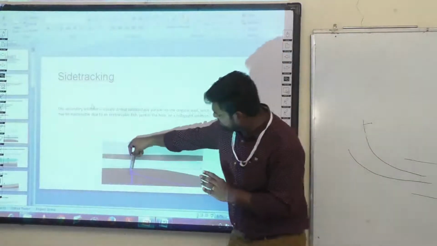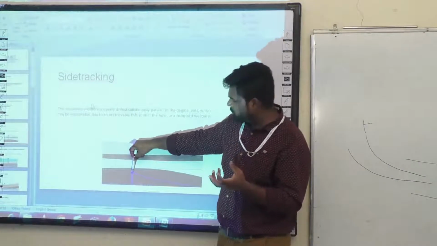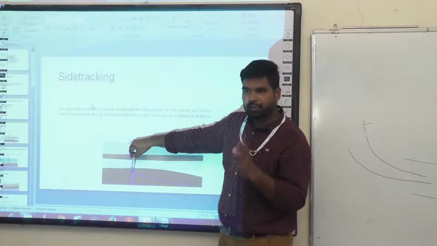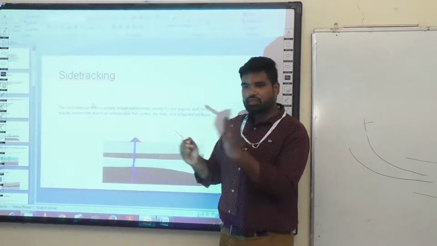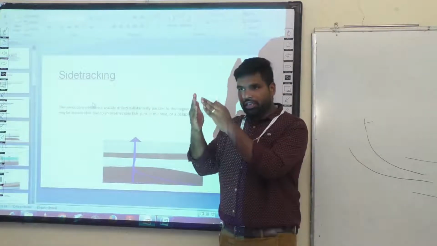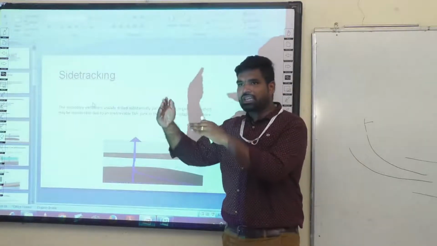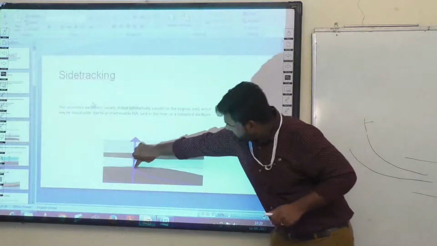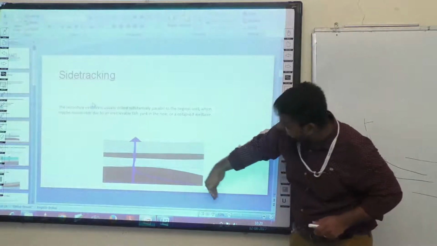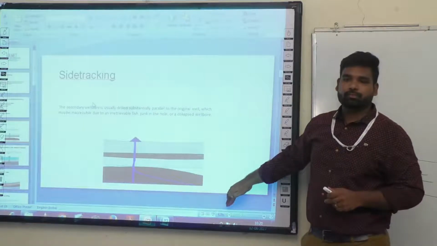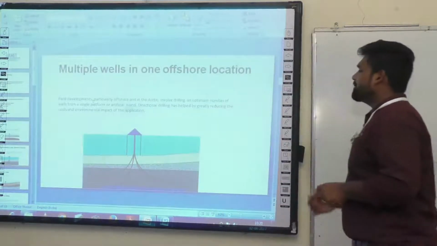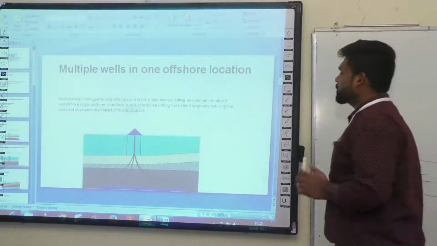You will be having casings here, right? To deviate the well, you have to do a milling operation from the casing, just to create a window in that casing. If you are creating a window, from there you can deviate the well like this, and you can reach the reservoir which is beneath this formation.